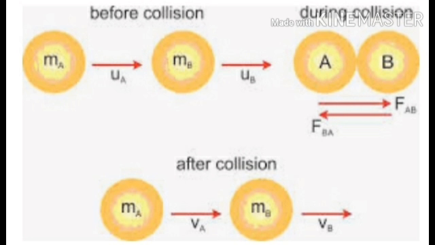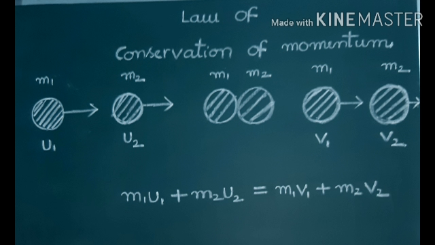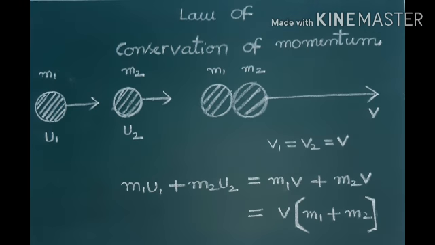And as a part of Newton's third law, we have discussed one activity. The activity: two spherical masses m1 and m2 moving with initial velocities u1 and u2 in the same straight line and same direction, both collide together. After that, their velocities change to v1 and v2. Then the law of conservation of momentum gives the equation. What is the equation? m1 u1 plus m2 u2 equal to m1 v1 plus m2 v2. u1, u2 are initial velocities and v1, v2 are final velocities.